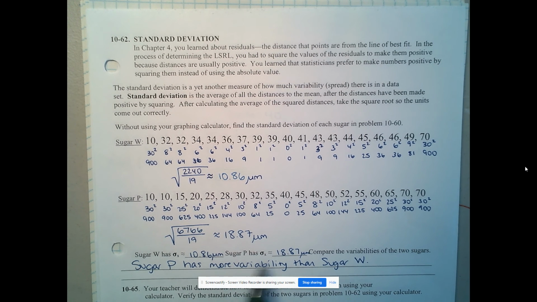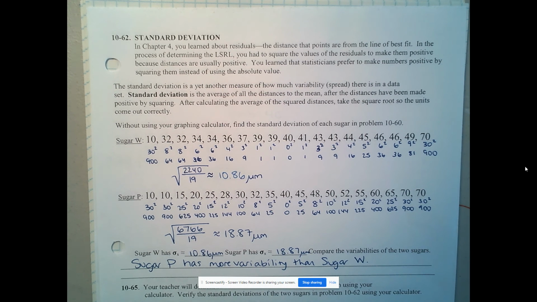So I wrote down the two numbers here. And what you'll notice is this little symbol here for standard deviation, it's sigma. So what is the standard deviation? 10.86 for sugar W, and that symbol again is sigma, or the standard deviation for sugar P is 18.87. It has more variability, or we can say it's less reliable.